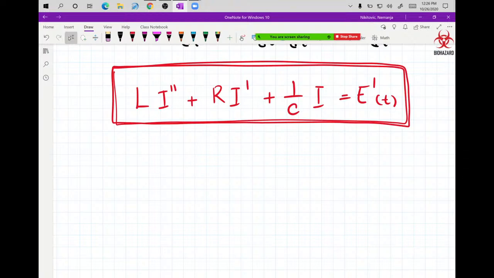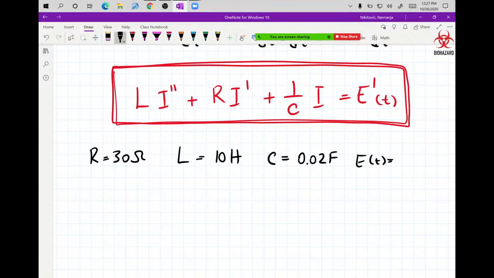And then we are going to, actually, what you can do now, by the time I go and check that, is solve the initial value problem where resistance is given as 30 ohms, inductance is given as 10 henries, capacitance is given as 0.02 farads, and your E(t) is given as 50 sin 2t volts.